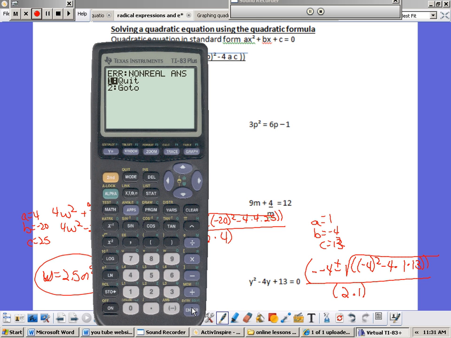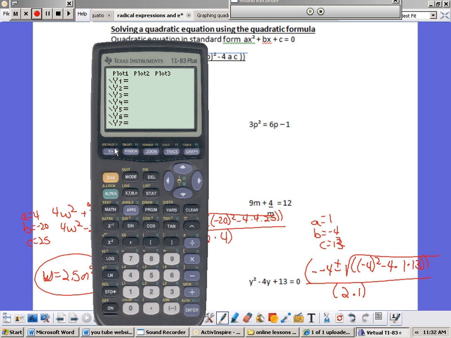Uh-oh. I got a non-real answer. So one of two things happened. I either put the wrong numbers in or made a mistake plugging my numbers in, or this does not cross on the x-axis at all, and I have to find imaginary answers, which means I have to do it by hand. The easiest way to tell, if you're not sure, is to hit go to, and it'll take you back to where the mistake might occur. But I need 2 sets of parentheses there, and I have everything in the way I should.